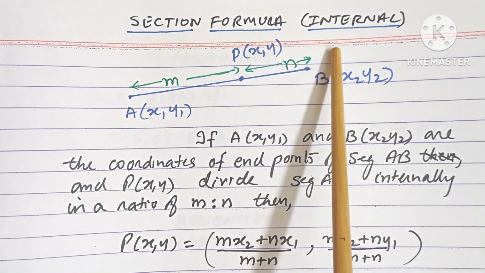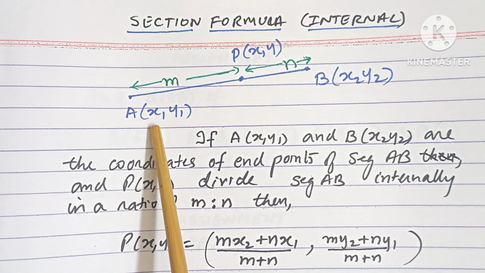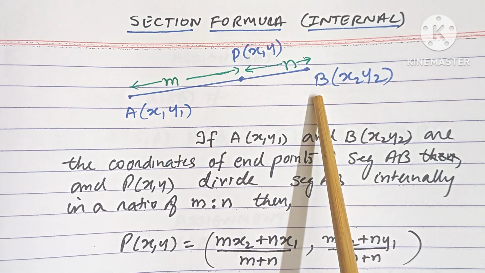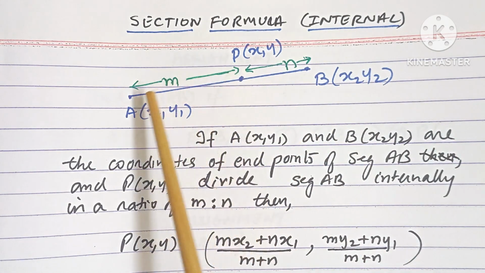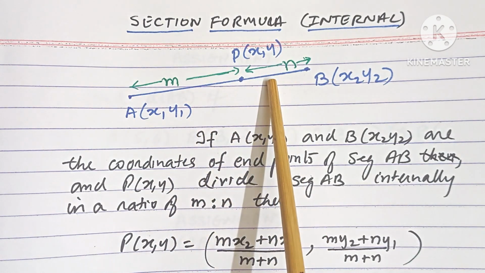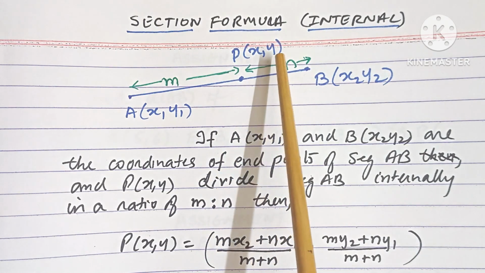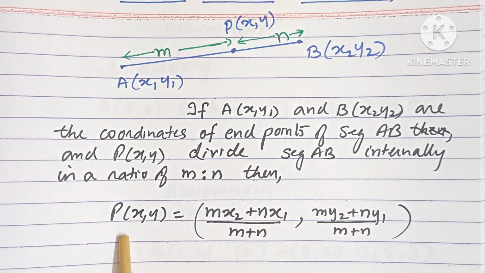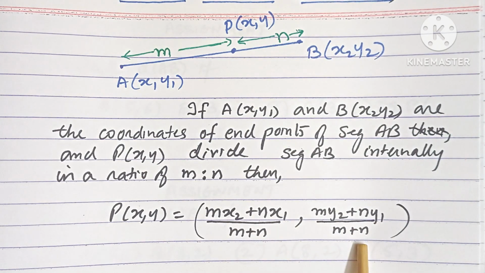The next is section formula internal. Now consider a segment AB and the coordinates of A are x1, y1, and the coordinates of B are x2, y2. And if P is a point that divides segment AB in a ratio of m and n, and if the coordinates of P are x, y, then P will be equal to (mx2 plus nx1) upon (m plus n), (my2 plus ny1) upon (m plus n).